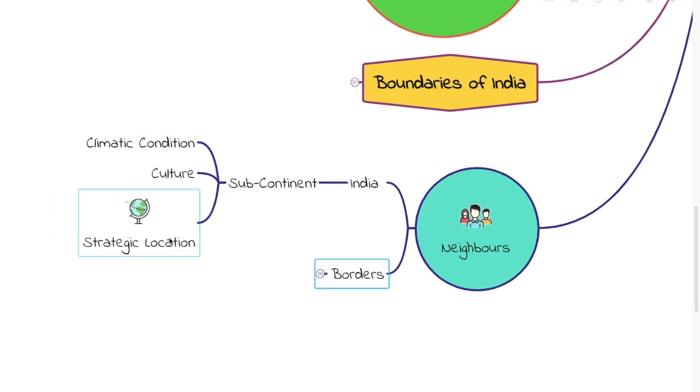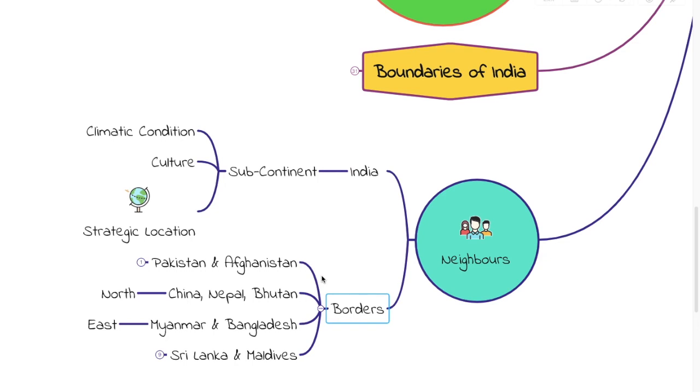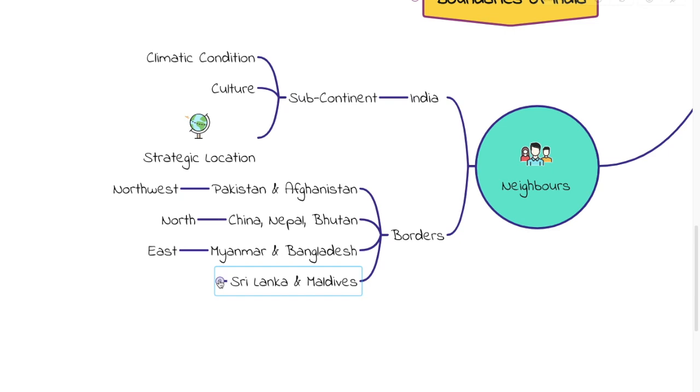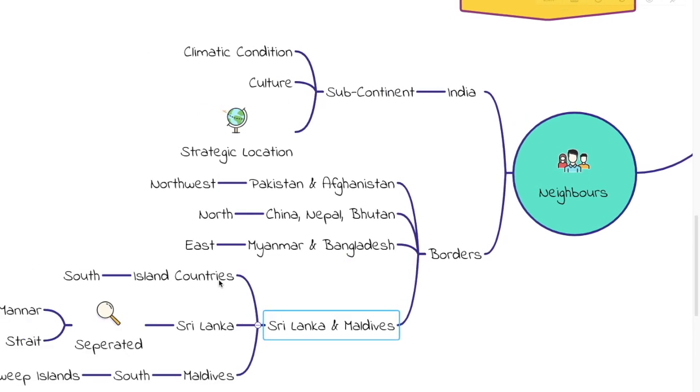India has a very strategic location. Why is it? Let's look at our borders. Maybe we'll understand a little better. We share borders with Pakistan and Afghanistan in the northwest, China, Nepal and Bhutan in the north, Myanmar and Bangladesh in the east, and we have island countries like Sri Lanka and Maldives in the south.